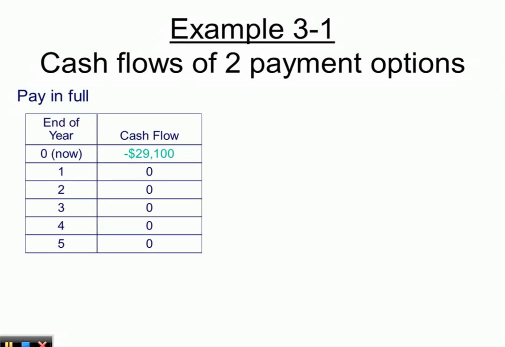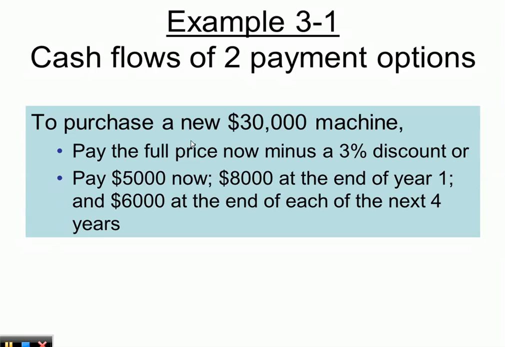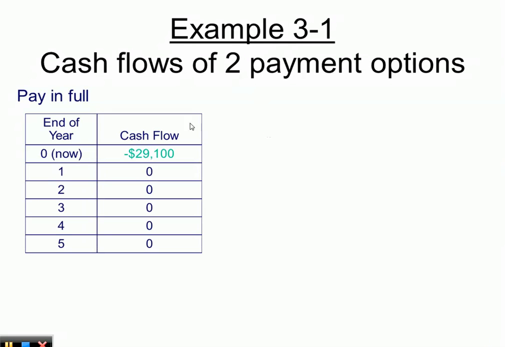So if you pay in full, these are our cash flows. So again, it's 30,000 minus, as you remember, 3% discount, right? So 3 multiplied by 30 is going to be 90, not 90, sorry, it will be $900. So therefore, from 30,000 we're going to subtract $900. We'll get 29,100 that we would pay now if we pay in full. And then we won't have any payments in the years 1, 2, 3, 4, or 5. Again, remember, we're using the end of the year assumptions.